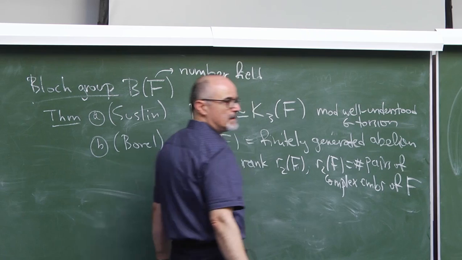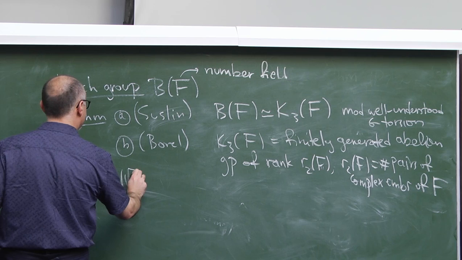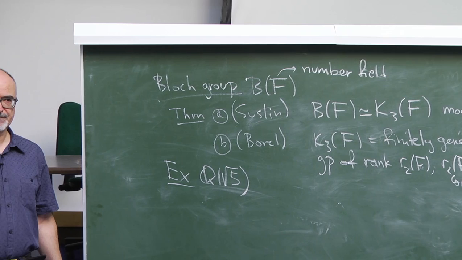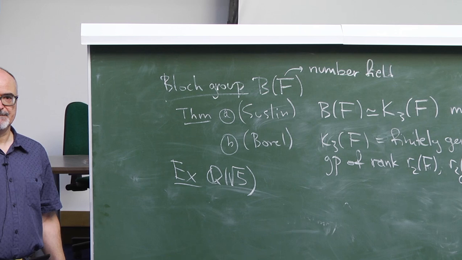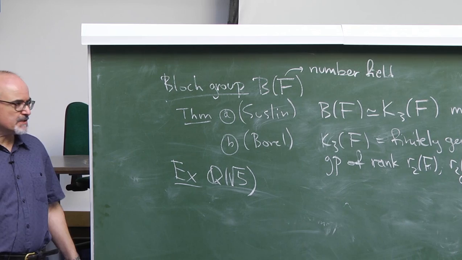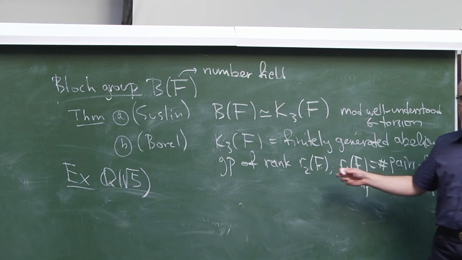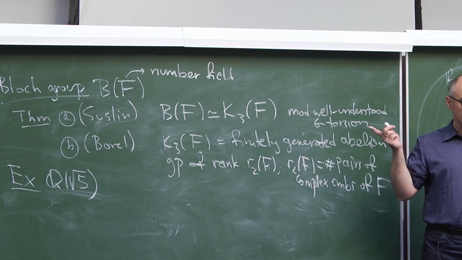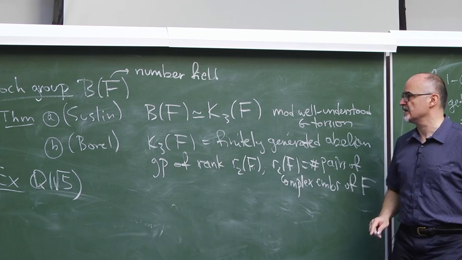So in particular, if our number field is Q square root of 5, how many complex embeddings does it have? It has real embeddings. This is a subfield of the real numbers. How many complex embeddings does it have? None. Okay, so R2 is zero. So this is a finitely generated abelian group of rank zero, otherwise known as a finite abelian group. Yeah, but non-trivial necessarily.